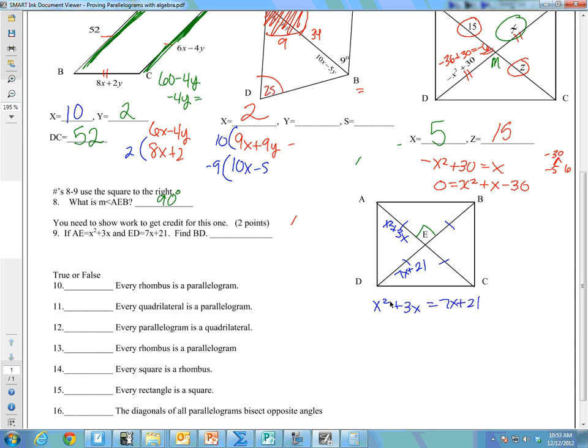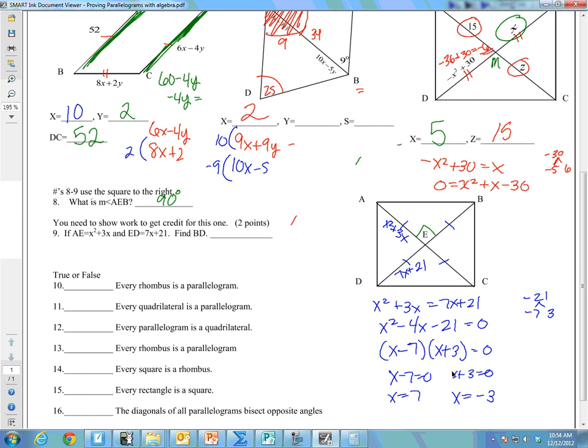I've got an x squared, so I want to factor. So I'll move my 7x over, and it gives me 3x minus 7x is negative 4x. And I'll move my 21 over, gives me negative 21. Now what I'm looking for is two numbers that multiply together give me negative 21 and add up to give me negative 4. Well, that's negative 7 and positive 3. So it's going to factor to x minus 7 and x plus 3 equals 0. So now x minus 7 equals 0, so I get x equals 7, and x plus 3 is equal to 0, so I get x to equal negative 3. Okay.